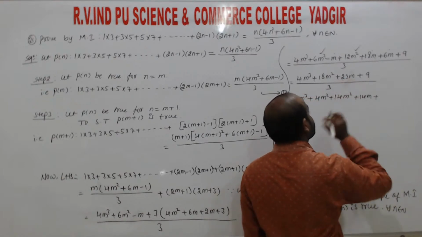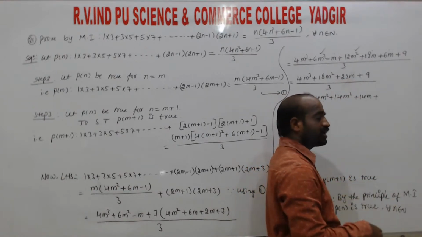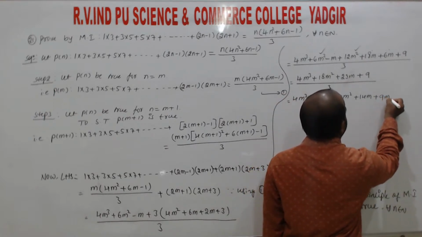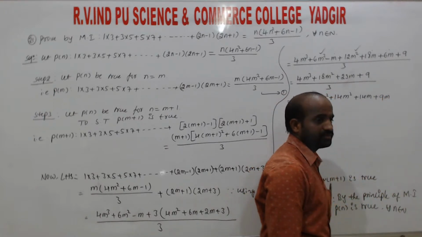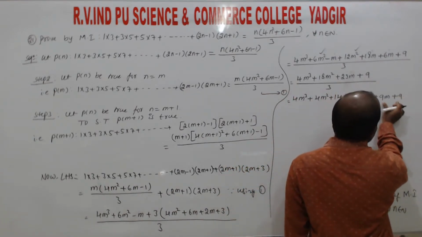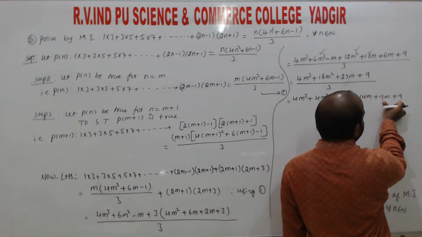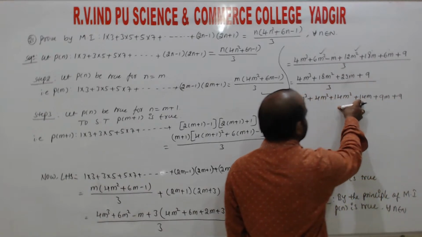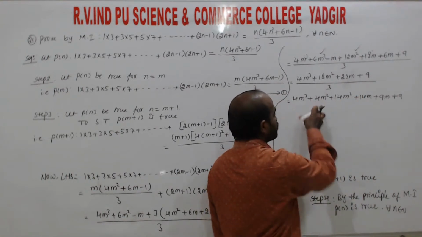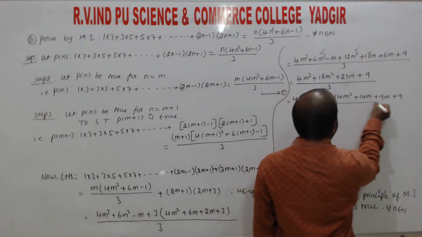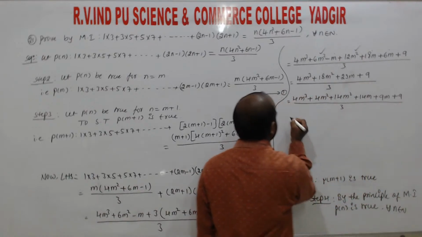Next, 23m can be written as 14m plus 9m. 14m plus 9m is 23m. Plus 9 as it is. This one also, 9 is common, then we get m plus 1. 14m is common, m plus 1. Next, 4m square is common, m plus 1. Whole divided by 3.